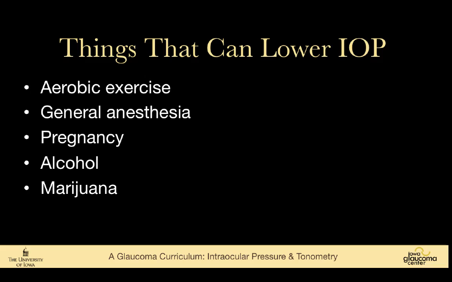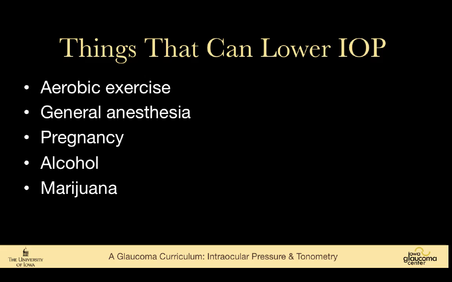Extensive aerobic exercise can cause the pressure to go down transiently. General anesthesia, so this is important for babies who are having examinations under anesthesia, that we need to check the pressure before the anesthetic lowers their intraocular pressure. Pregnancy can lower intraocular pressure, although I have really not seen that as much as I would like in the patients that I've managed. Alcohol ingestion, and of course marijuana.